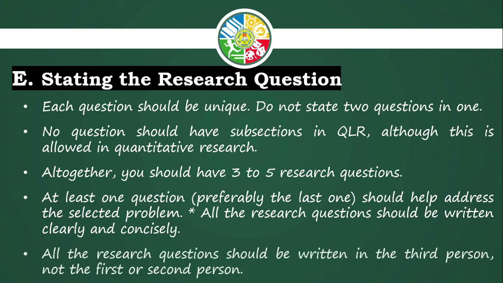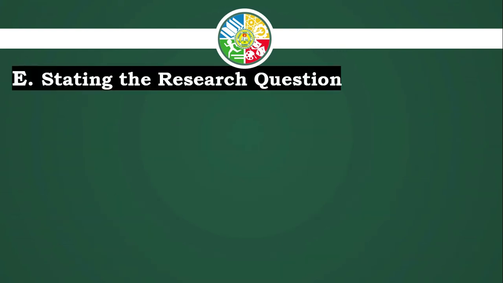All the research questions should be written in the third person, not the first or second person. So what does this mean? You should use words such as he, she, they, and so on. So, we do not use I, or you, or the like. Let's proceed to the next one, stating the research questions.